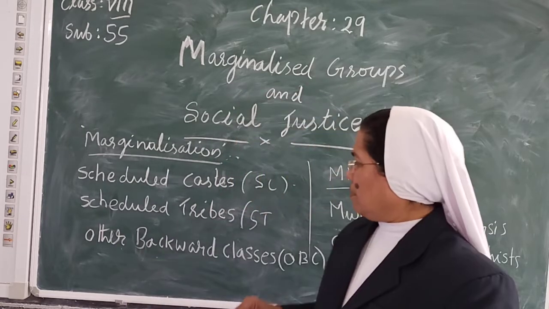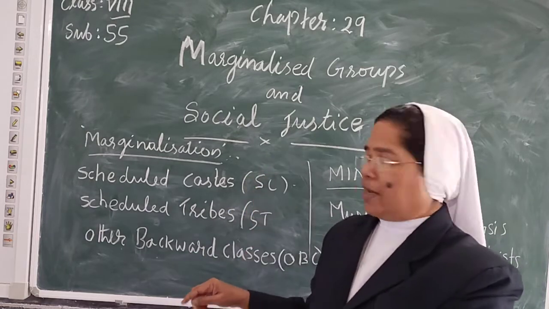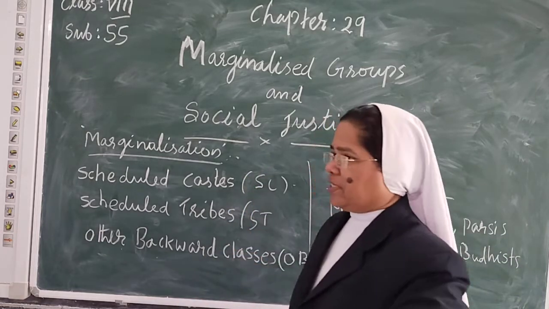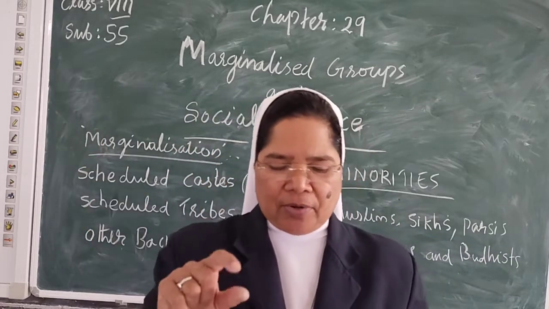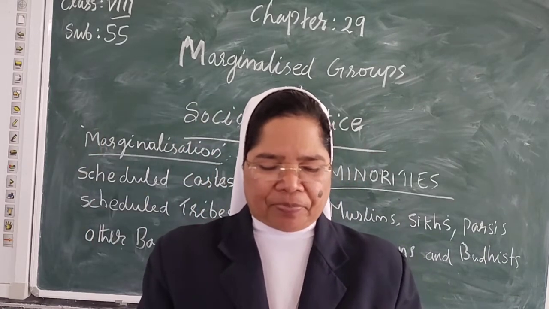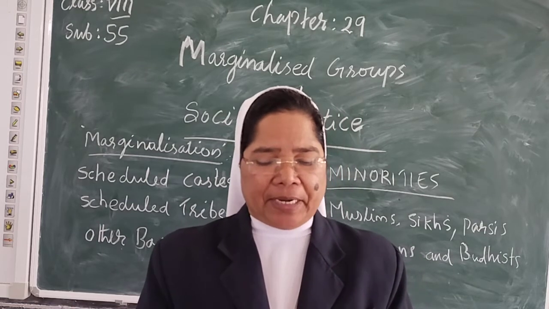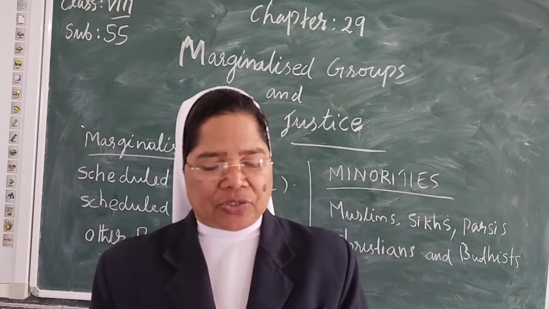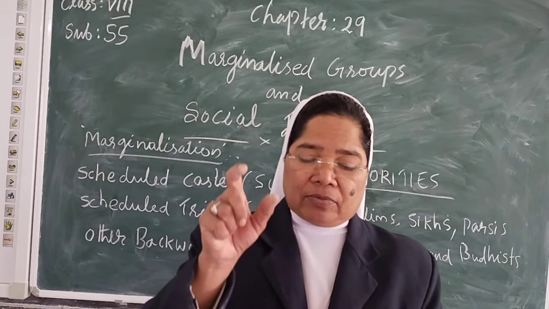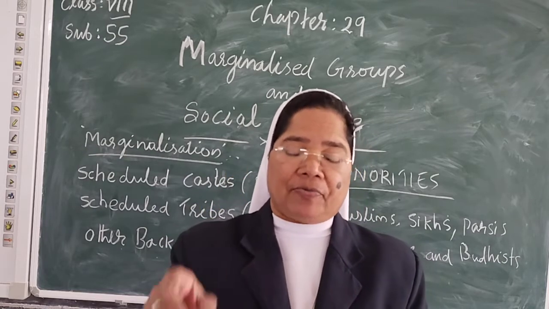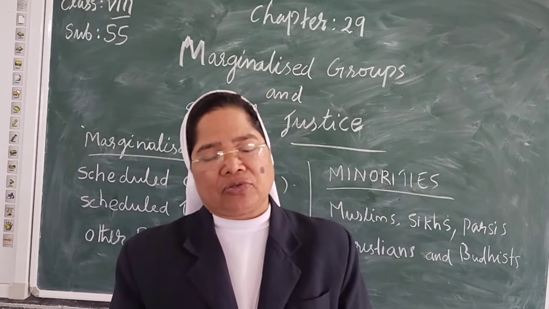Then other backward classes. We have scheduled castes, and some main points are there. Then other backward classes, OBC, is the short form, which is the caste OBC. Other backward classes have been defined by the constitution as socially and educationally backward classes. Socially and educationally backward classes also have constitutional safeguards to improve their condition.